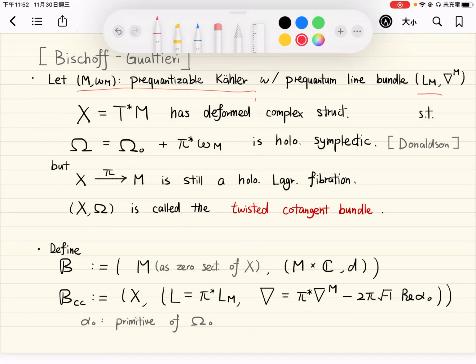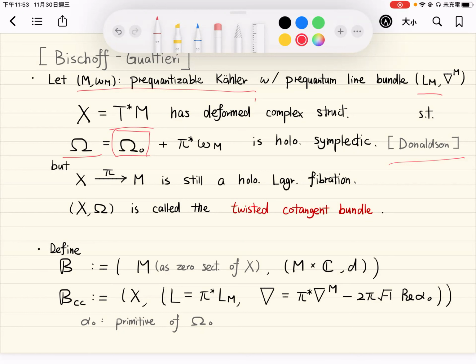Then by the work of Donaldson, we can form a holomorphic symplectic manifold X in the following way. First of all, we take the underlying set of X to be the cotangent bundle of M. Originally, because M is holomorphic, the cotangent bundle is also holomorphic. But because of the presence of the Kähler structure, we can deform this holomorphic structure to a new complex structure, so that we can also deform the original holomorphic symplectic structure by the pullback of the Kähler form. Then we get a new holomorphic symplectic structure with respect to the deformed complex structure.